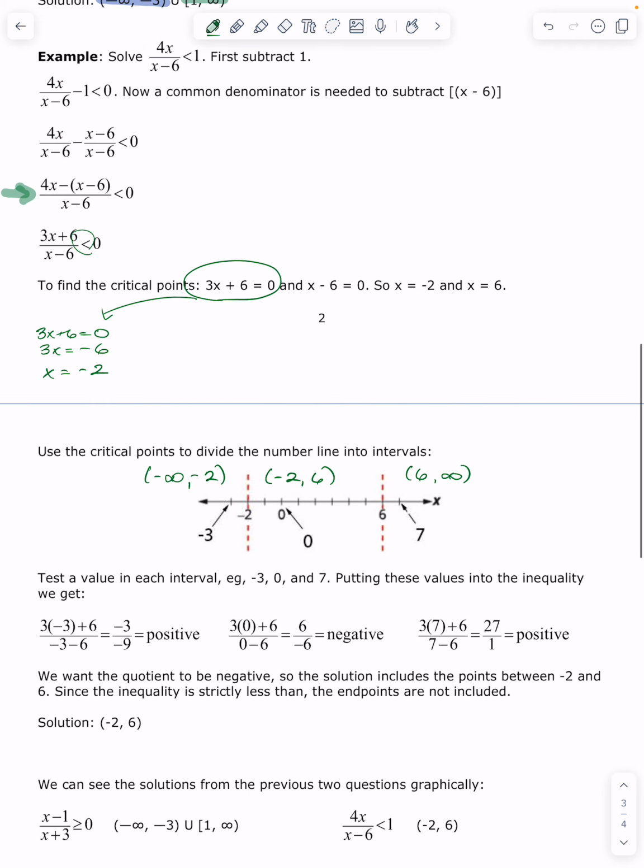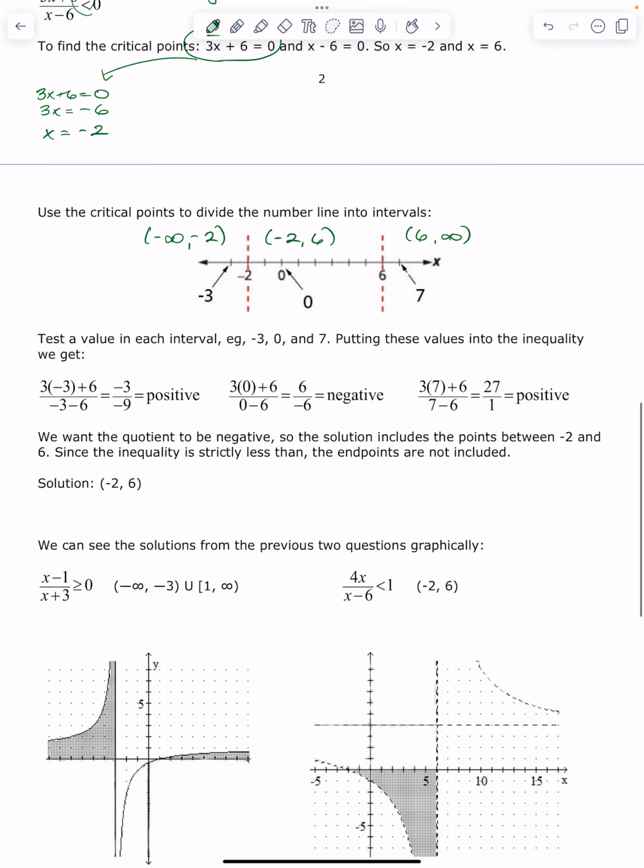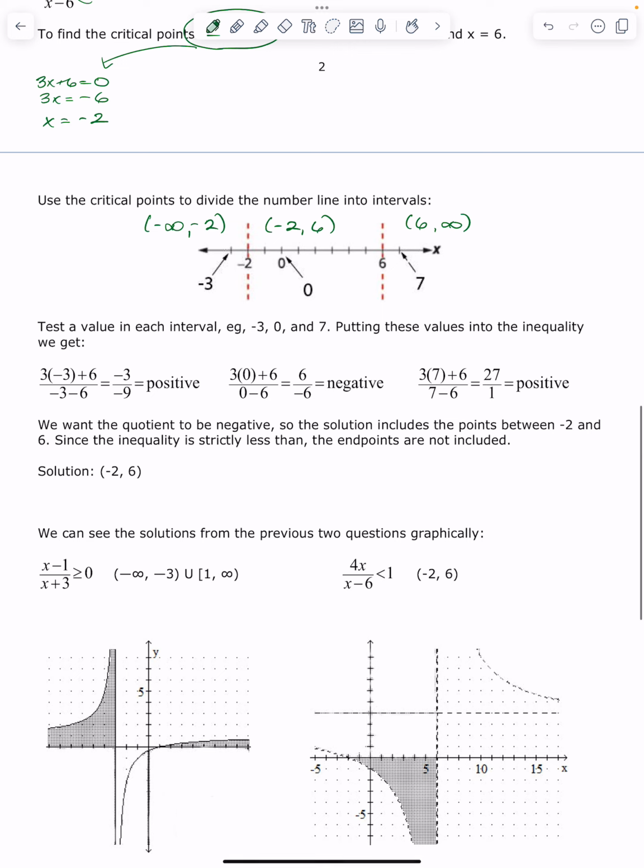Notice up here, we are looking for all of the y values that are less than 0. So we're looking for all the negative values. If we plug in -3 right here, we get -3 divided by -9, which is going to give us a positive number. So these are positive. When we plug in 0, we get 6 over -6. They are negative in here. And when we plug in a 7, we get 27 over 1.